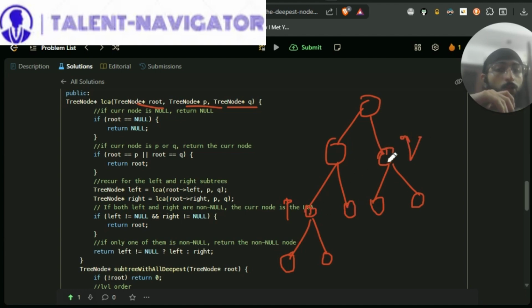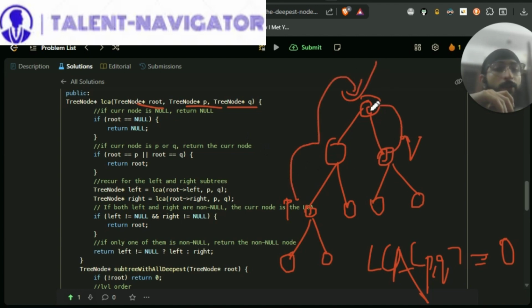So the LCA of P and Q would be equal to this node, which let us say is marked as 0. This is the lowest common ancestor because this is the point where these two nodes will meet. If the current node is null, we return null. So if root is null, then we return null. If the current node root is P or Q, then return that node. If the current node itself is P or Q, that would be the LCA, so return that node. These are the base cases.